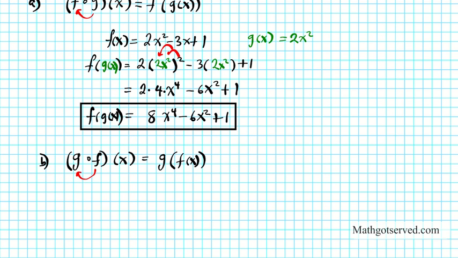Alright, so now, to start us up, let's write down what the parent function is, g of x. G of x is 2x squared. The input function is f. Let's put that aside. I'll write it in blue. F of x is 2x squared minus 3x plus 1.